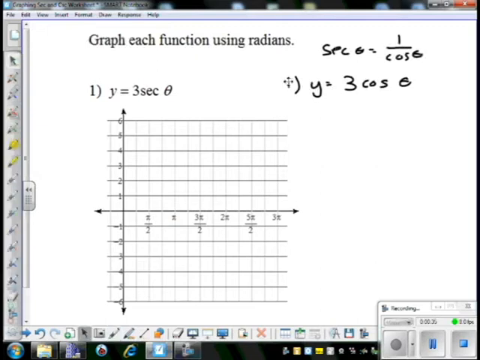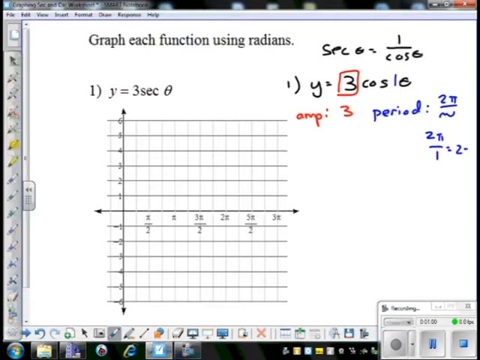So when we look through this, we always want to write out what is our amplitude. Our amplitude is the number that's in front of the cosine, so our amplitude is 3. To find our period, we take 2 pi divided by omega, which is the number in front of theta here, which is 1. So it's 2 pi divided by 1, which is 2 pi. We don't have anything added inside the function, nor do we have anything outside the function, so that's all we have.